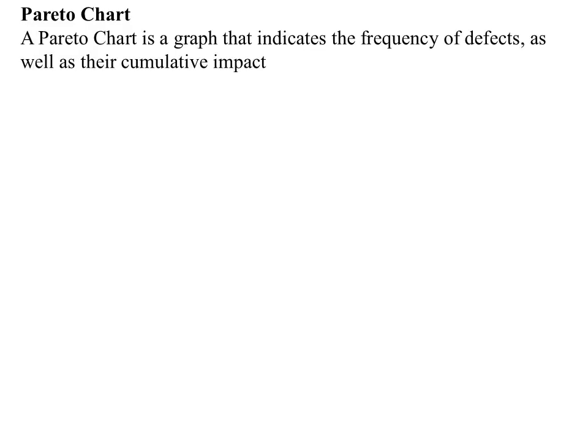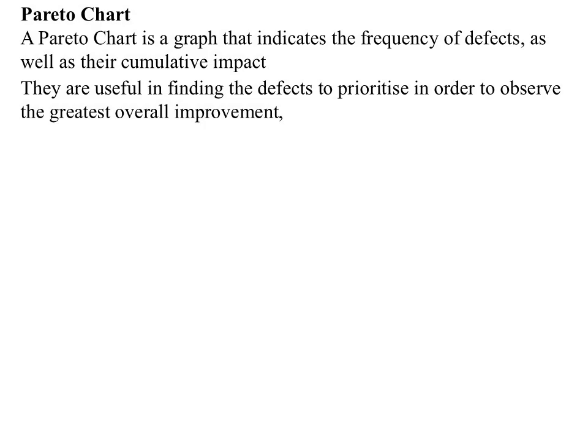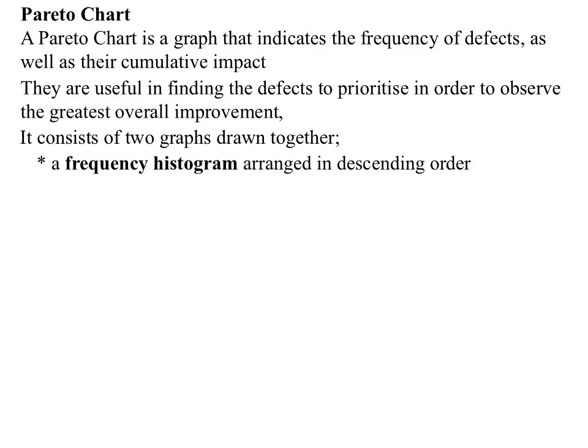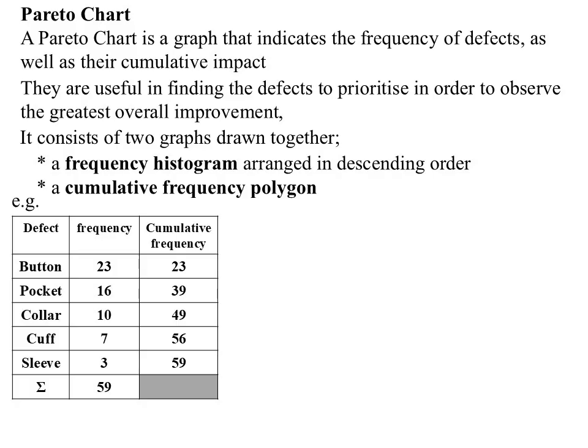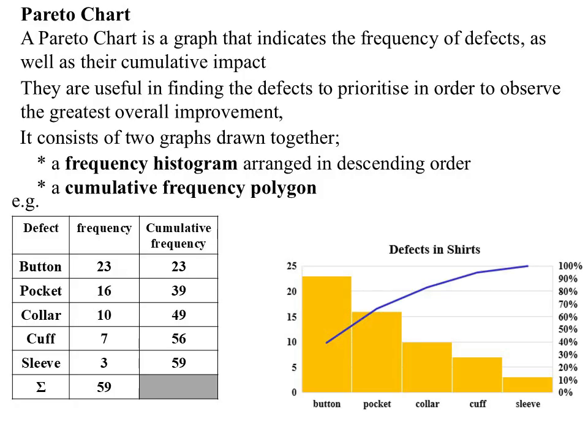It represents, well, one idea is frequency of defects as well as the cumulative impact. So useful for something like this. Two graphs drawn together: a frequency histogram for the information arranged in descending order and a cumulative frequency polygon. Here is my example where shirts are being made, but there are certain defects, some with the button, the pocket, the collar, the cuff, the sleeve. That is how I would represent that information in a Pareto chart.